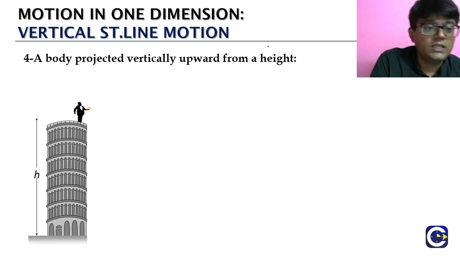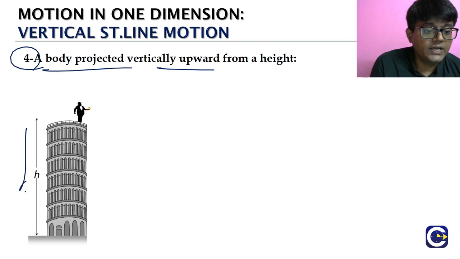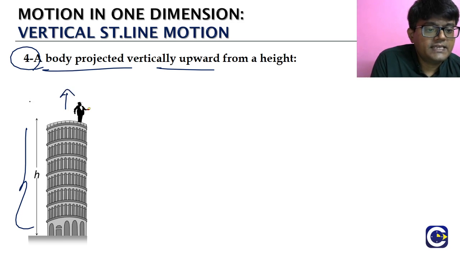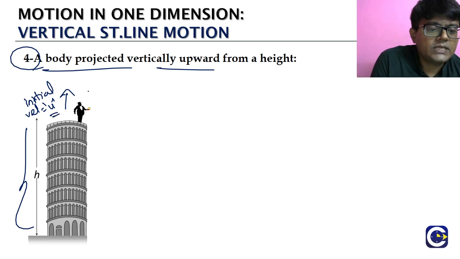Now we'll go to the fourth and last case. From that building of height h, or the tower, we throw it up with some initial velocity u. It may be 5 meter per second, 10 meter per second, it can have any value. So what is going to happen? This object is going to go up. And remember, in part 1 also we talked about it.